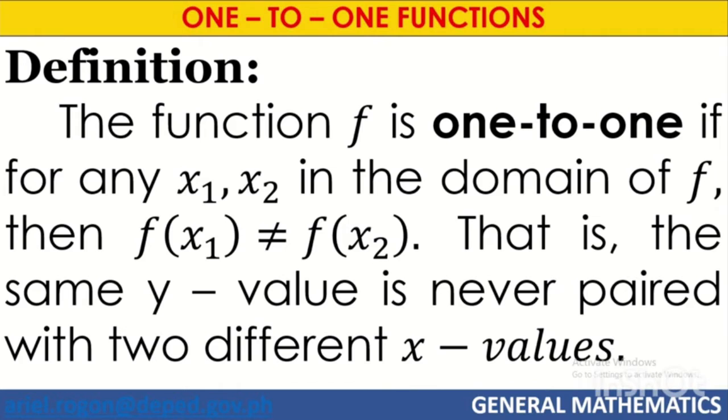The function f is one-to-one if for any x sub 1 and x sub 2 in the domain of x, then f of x sub 1 is not equal to f of x sub 2. So that is the same y value is never paired with two different x values. So determining whether a function is one-to-one.